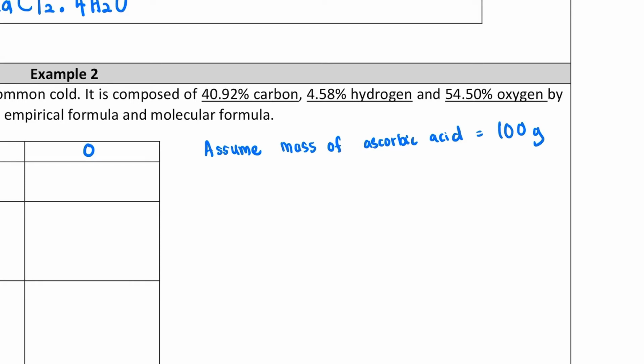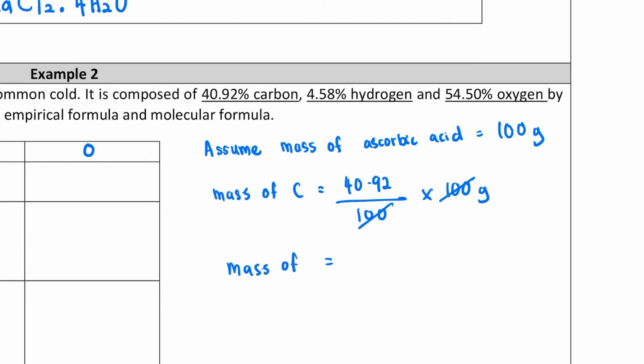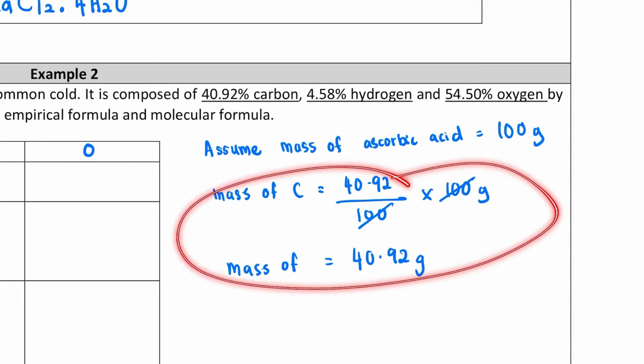So why did I choose 100? Because it gives us percentage, 40.92% of carbon. If it gives us percentage, we want to convert that percentage to mass. So I do 40.92% over 100% times 100 gram, which is the mass of ascorbic acid. Mathematically, the 100s can cancel out. Then the mass of carbon is 40.92. From there, we can understand why we do the calculation like this.